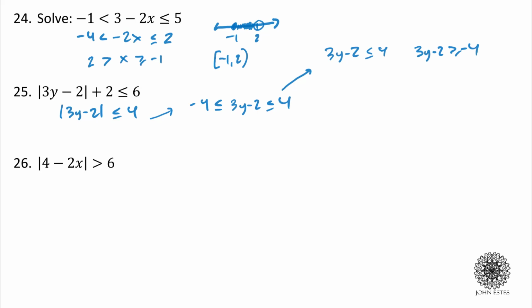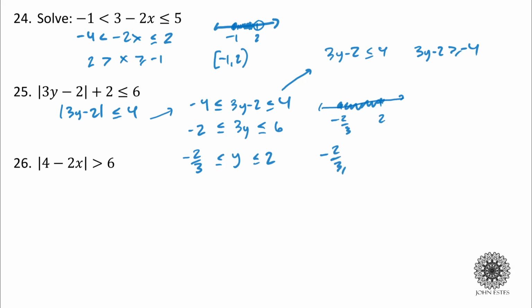So over here I'm going to add 2 to everything. So I have negative 4 plus 2, that's negative 2, and 4 plus 2 gives me 6. So y is between negative 2/3 and 6 divided by 3, which is 2. Okay, so on a number line, that's negative 2/3 to 2. Both are included, and I'm in between the 2. So in interval notation, I go negative 2/3 to 2, and they both get brackets.